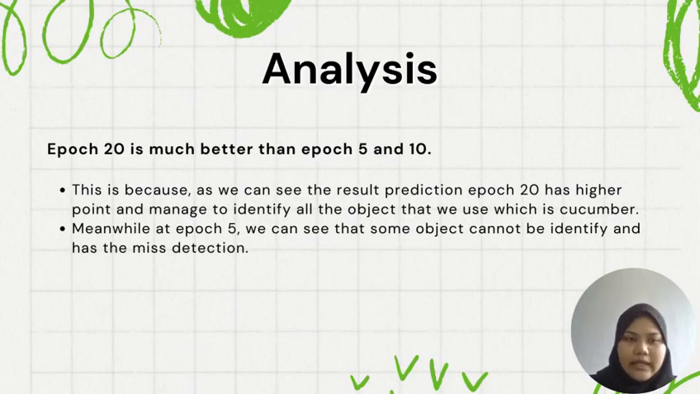For the analysis of this project, we can see that epoch 20 is much better than epoch 5 and 10. This is because the predictions for epoch 20 are higher and manage to identify all the objects that we use, which are cucumbers. Meanwhile, at epoch 5, we can see that some objects cannot be identified and there is misdetection.